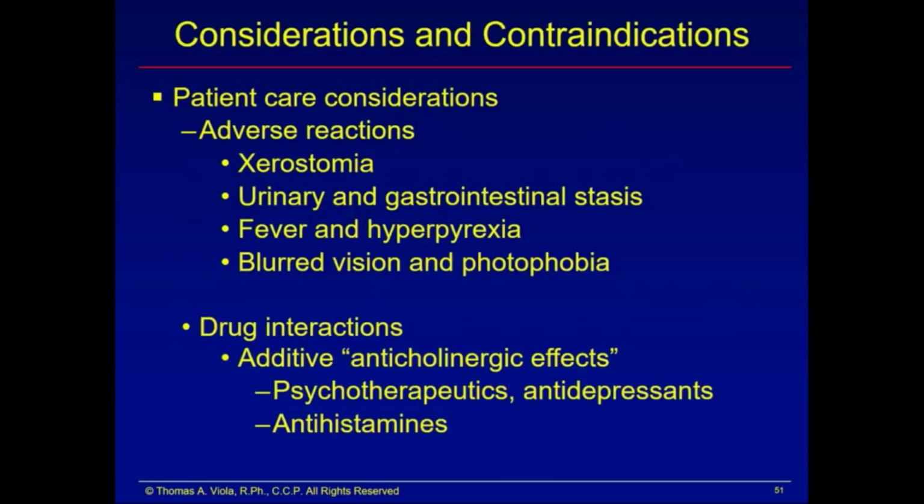So adverse reactions. What can you expect from a PANS antagonist? We said dry mouth. We said blurred vision to some extent, right? Because the pupil is being dilated. Urinary and GI stasis. Nothing going on, right? It should be flowing, but it's not. And fever and sometimes hyperpyrexia because you don't sweat. So these are all adverse reactions of this anti-PANS drug.